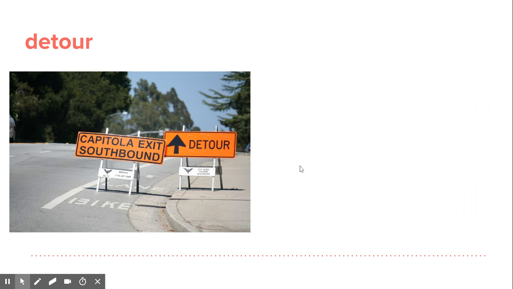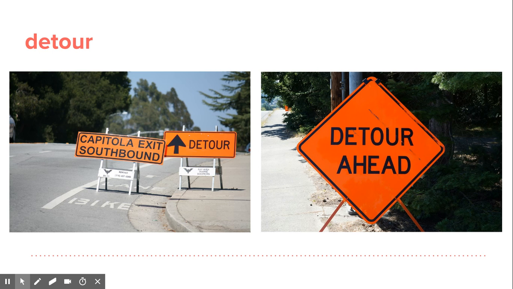Another example for detour. Capitola exit southbound. Detour. Or it's actually capital A exit southbound, not Capitola. Sorry, capital A exit southbound. There's a detour. You cannot take that route. Here's another example of a detour sign. So that's detour.